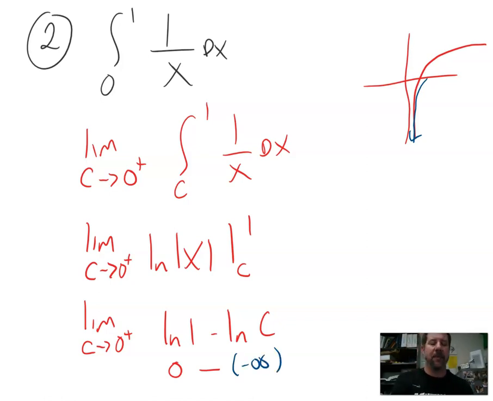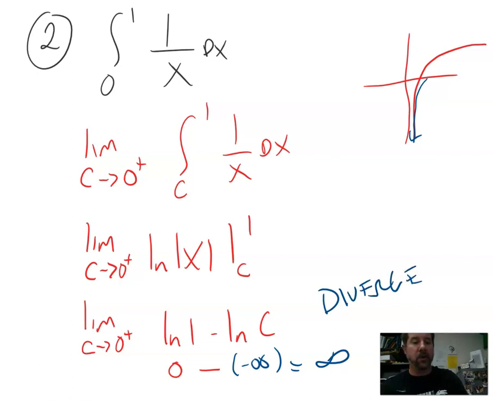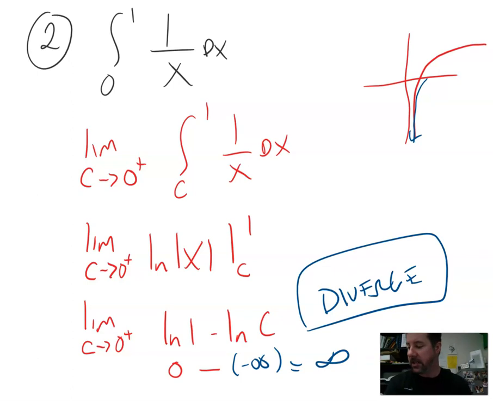So, thinking about it, there's a more analytical evaluation of our limit, but I get 0 minus negative infinity, or this is then going to go to infinity. So, like we said, that is going to diverge. That is not going to converge on a number. That is divergent.